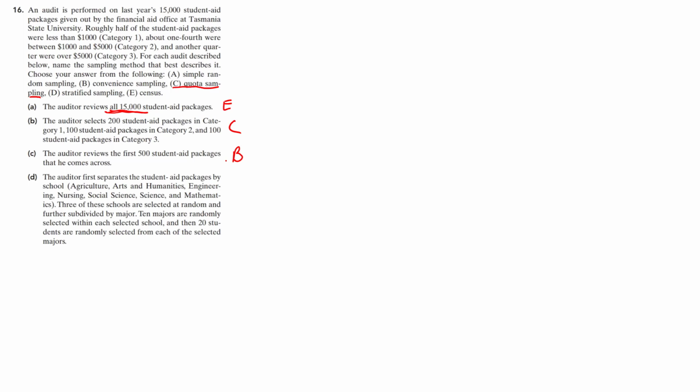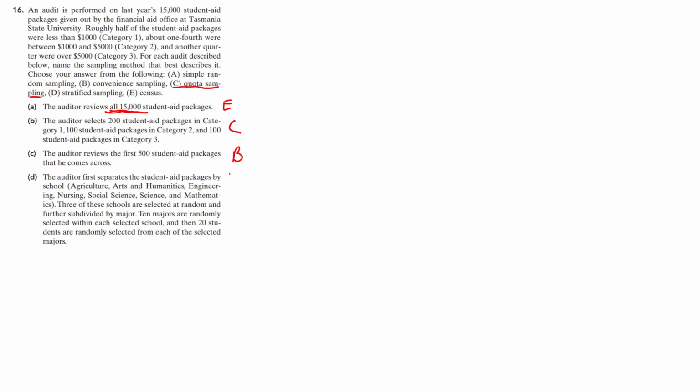Remember, the population is who we are interested in. The auditor separates the student aid packages by school: agriculture, arts, humanities, engineering, nursing, social science, and mathematics. 3 of these schools are selected at random, and the population is further subdivided by major. 10 majors are randomly selected within each selected school, and then 20 students are randomly selected from each of the selected majors. And so then that would be the stratified.